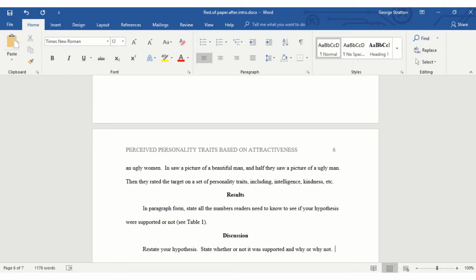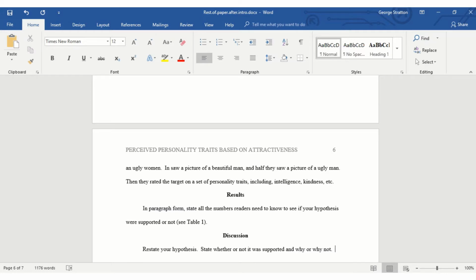If you get results that disconfirm your hypothesis, you might point to some flaw in your study. So a way to do that, let's say your hypothesis about target gender, you expected women to be rated more positively than men, but they weren't.